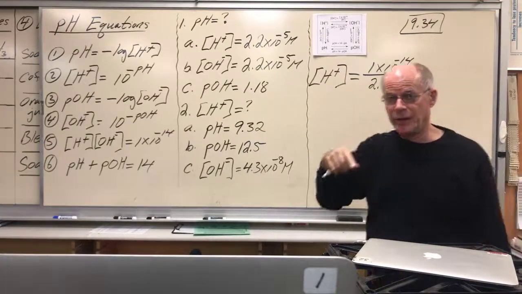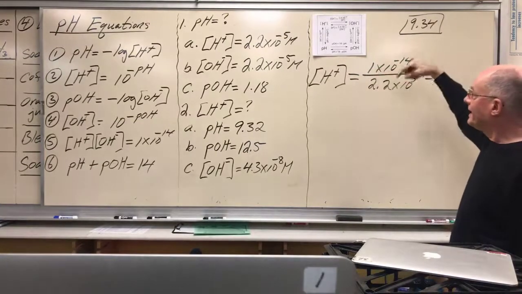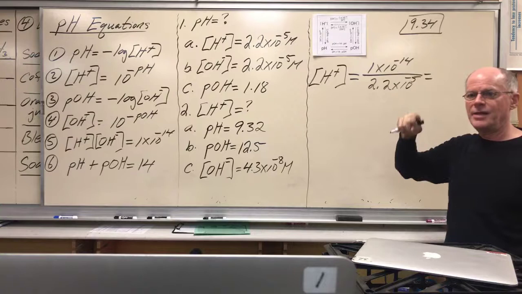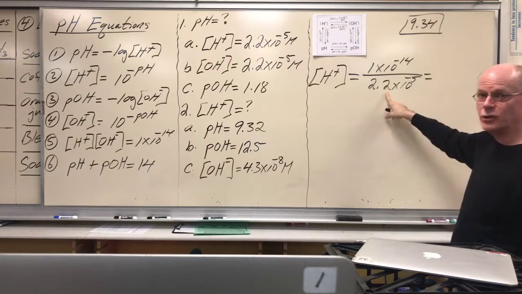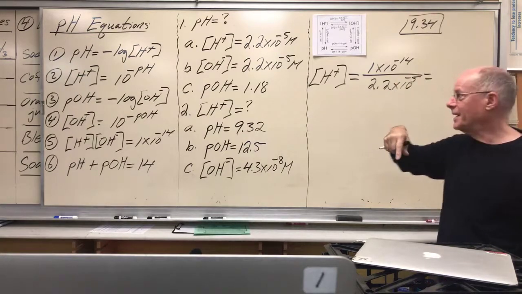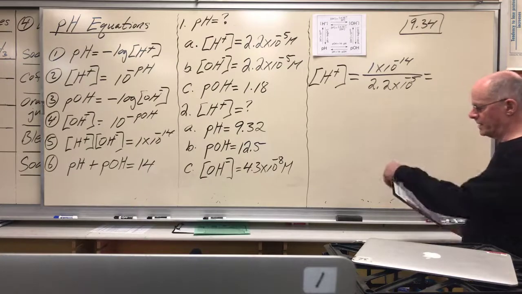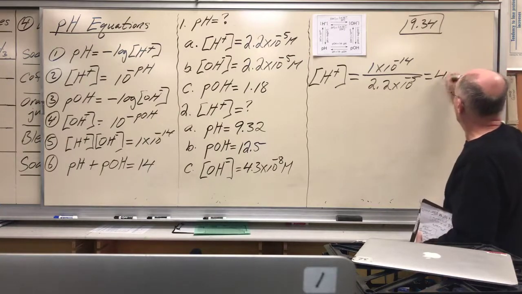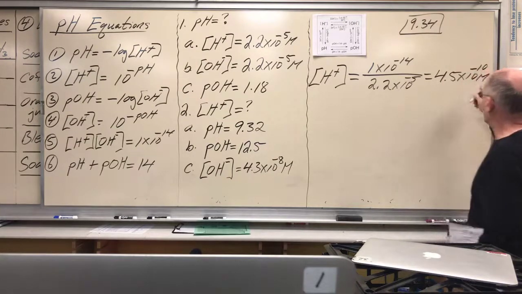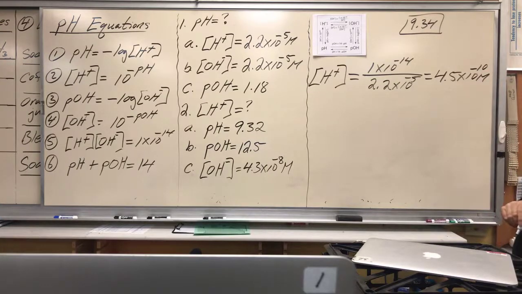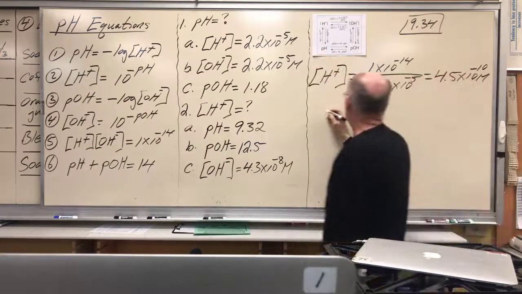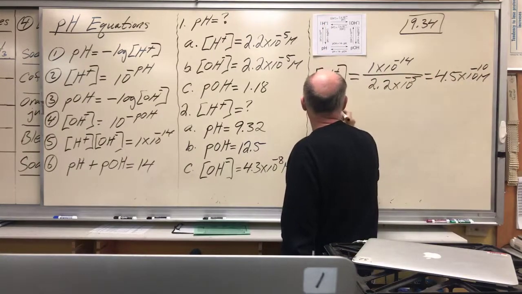Now when you type this into your calculator, it'd be 1 EE 14 and then change the sign, make it a negative number. Then divided by 2.2 EE 5, change the sign, make it negative, and then equals, and you should get 4.5 times 10 to the negative 10. And that would have units of molarity. So that conversion, now converting hydrogen ions to pH, well, we've done that before. It's the negative logarithm.